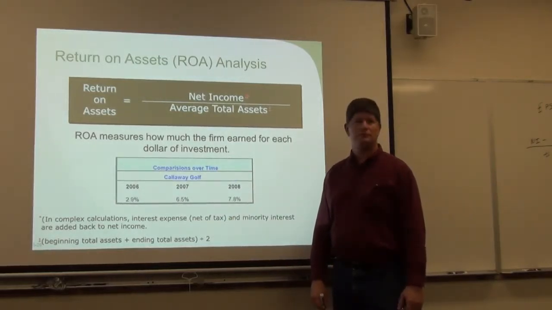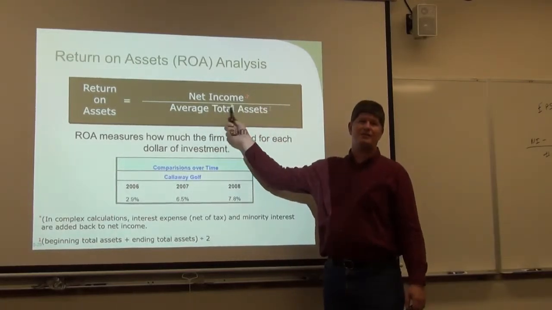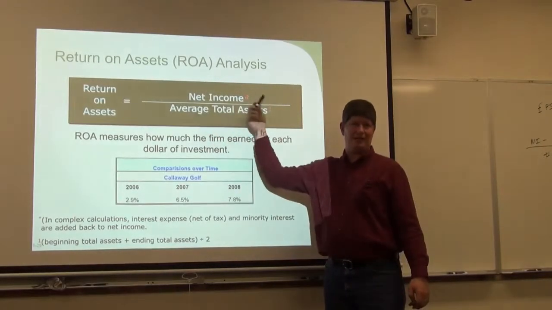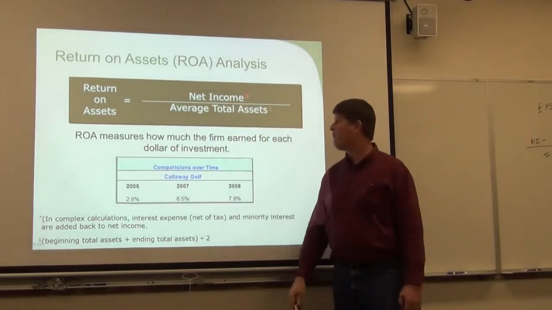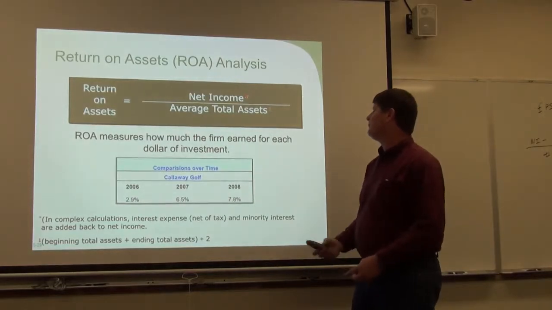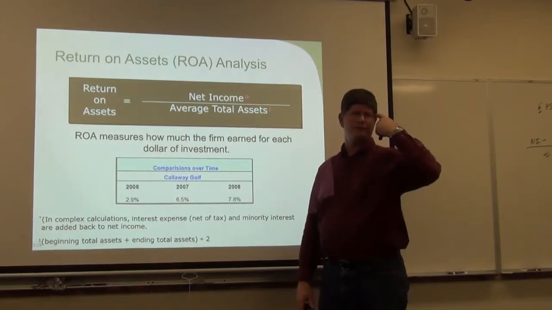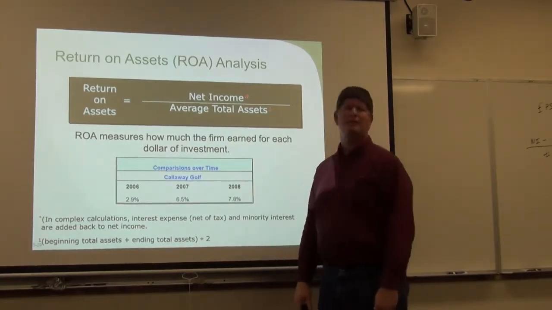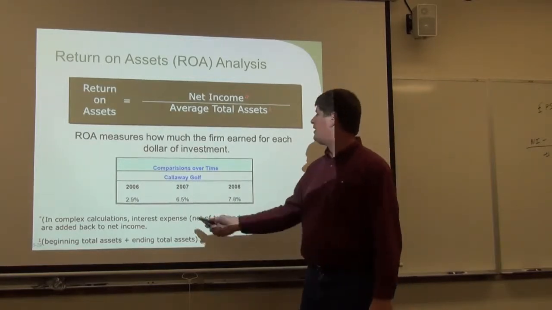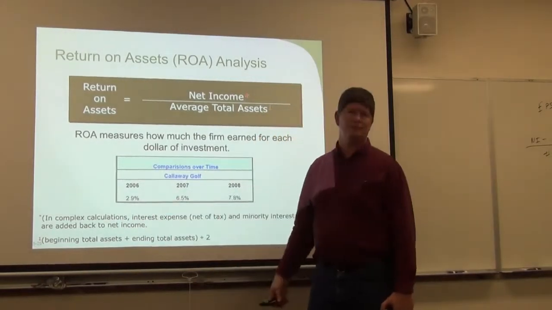Average total over what period? Average total, beginning assets plus ending assets divided by 2. So if it's for a year, beginning of the year plus end of the year divided by 2. Okay? So, in this example, they're using Callaway Golf. They make golf clubs and stuff, right? Golf balls? Yeah, they do, and gloves. I've lost a few of those. So in 2006, they had a 2.9% return on investment. What does that tell you?